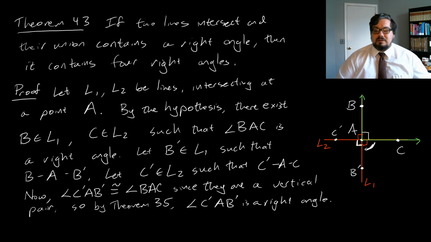So let's look at, let's say, CAB prime, the lower right angle here. Now, what we see is that this angle forms a linear pair with a right angle. We haven't actually proven something that explicitly says that if an angle forms a linear pair with a right angle, then it itself is a right angle. That happens to be true, but we haven't written it down yet.